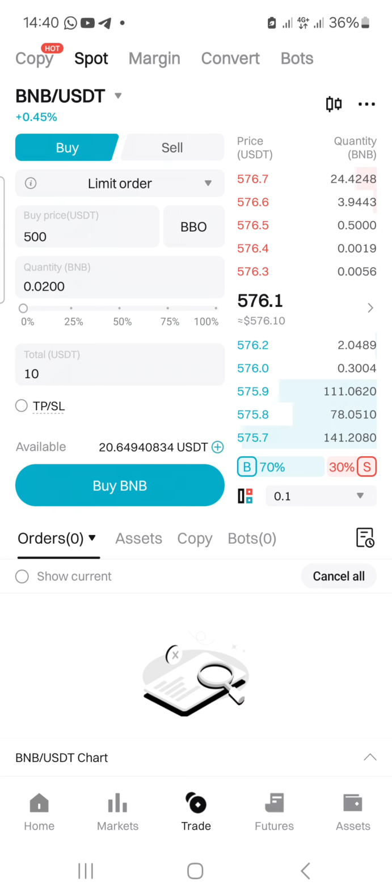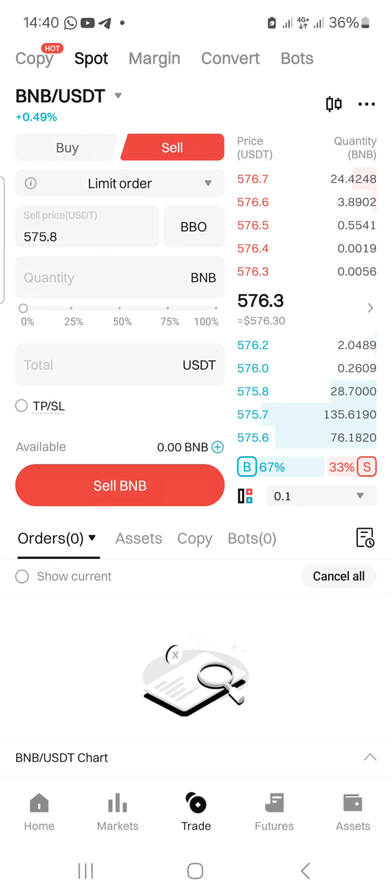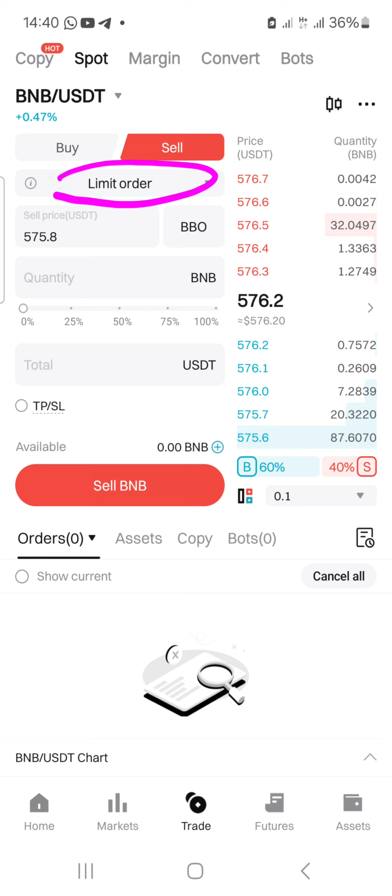Okay, so that's a buy limit. Let's now talk about a sell limit. Presumably you already have BNB. To set a sell limit, you need to be on the sell angle, then your limit order has to be there, just as always.